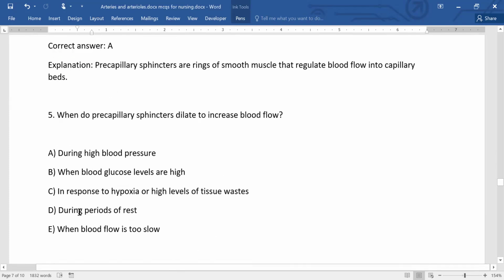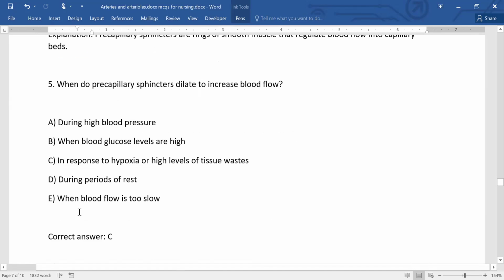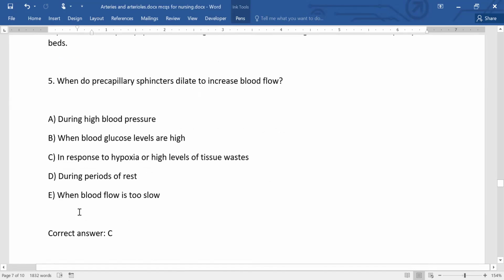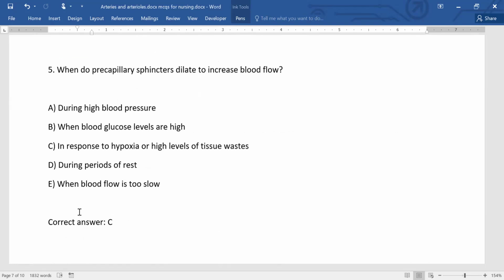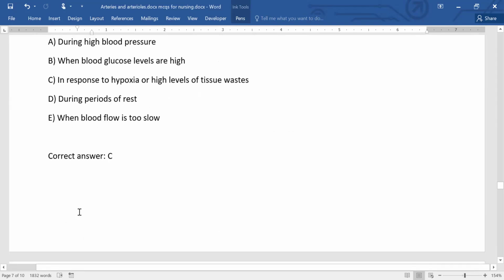When do precapillary sphincters dilate to increase blood flow? During high blood pressure, when blood glucose levels are high, in response to hypoxia or high level of tissue wastes, during periods of rest when blood flow is too slow. So the correct answer is in response to hypoxia or high level of wastes.